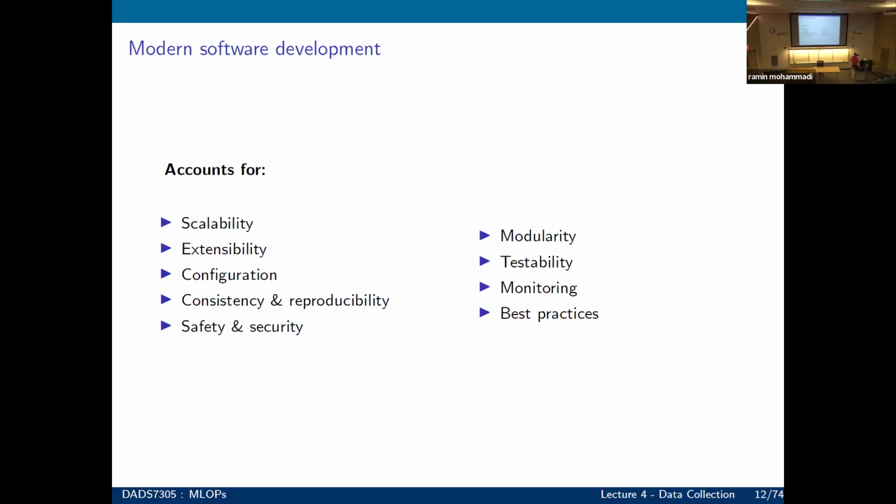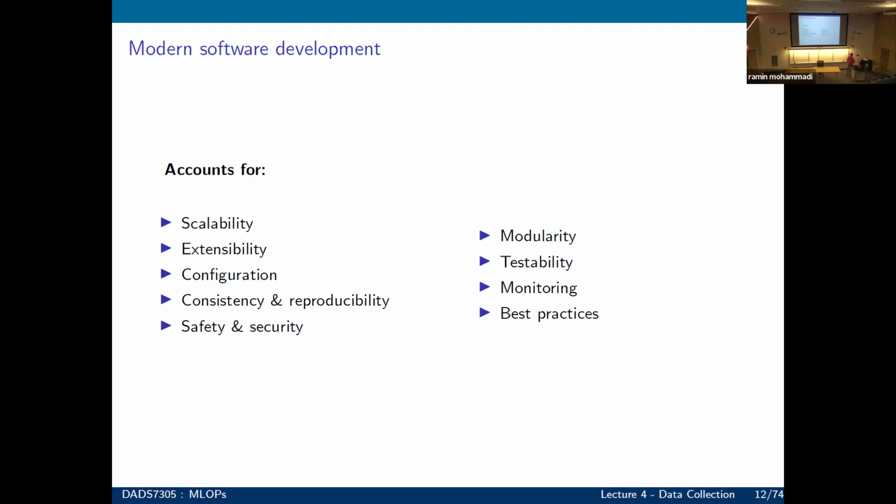So when we talk about modern software development, the first thing is that it should be scalable. So your model should be scalable, basically. It should be extensible. Extensible means that you can add additional things to it. It should have proper configuration, consistency, and reproducibility. That means you should be able to reproduce the results that you get. And these account for whatever you're building by the end of the term, right? So your code basically should follow these rules. It should account for safety and security.